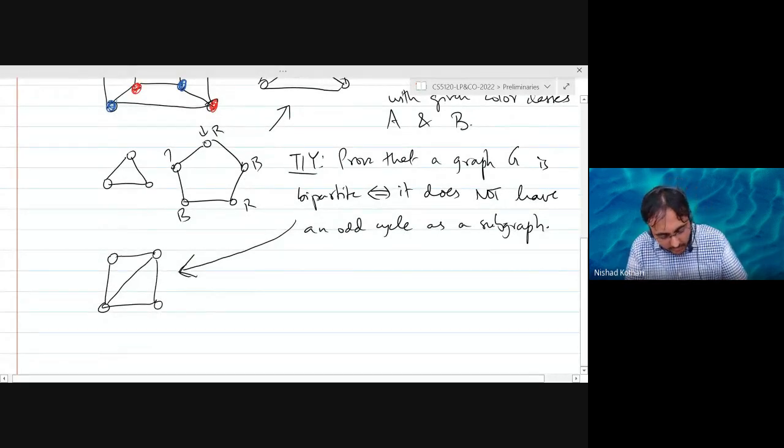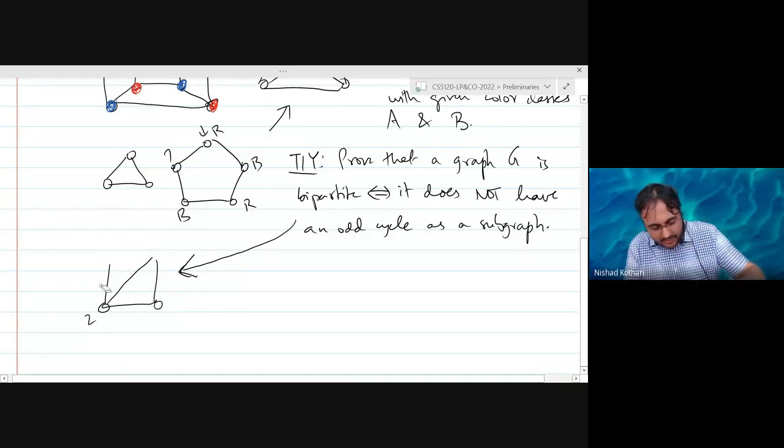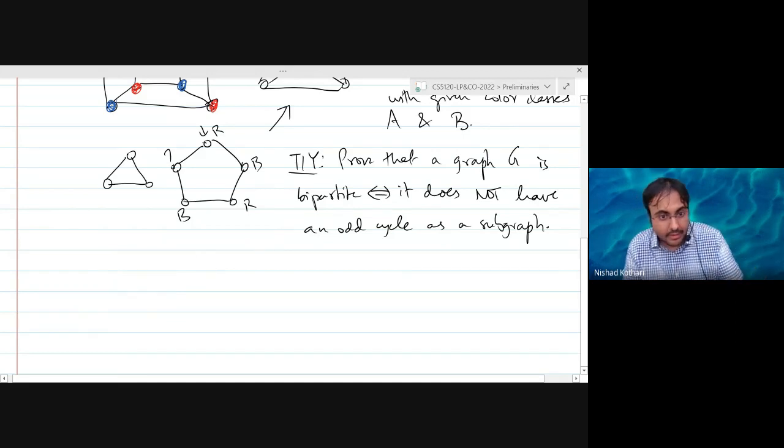Right. So the thing is, you have an even cycle, but that's not very useful. The problem is that you also have an odd cycle. And once you have an odd cycle, 0, 1, 2, you just cannot color the vertices with two colors. Yes, sir. Got it. So even cycles are not problematic, but they also do not prove that a graph is bipartite, because your graph could very well have even cycles and still have odd cycles.